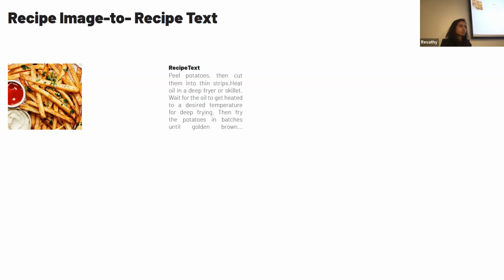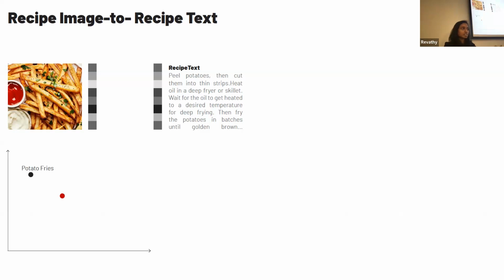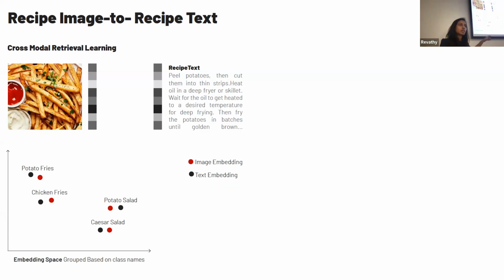So given a text, we saw how to extract the ingredients and cooking methods. What happens when a recipe image is given? Generally, the approach followed is cross-modal retrieval learning. Given an image, the corresponding text is obtained and an embedding is generated for both, projected onto a learned embedding space, and an objective function is used to bring these two embeddings closer in the latent space, which is called cross-modal retrieval learning. On top of that, some sort of clustering is applied to bring similar recipes closer in the latent space. For example, fries are grouped together, salads are grouped together.